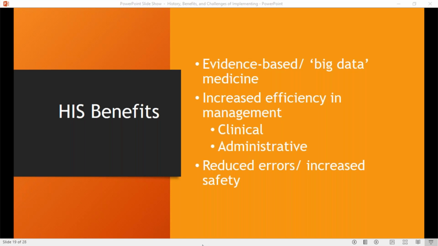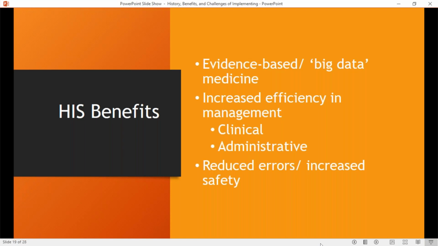Okay, so with that said, the benefits are more numerous really than the disadvantages. So the benefits of an HIS is that you have at your fingertips evidence-based big data medicine. You can make decisions from an administrative point of view in terms of what to procure, what to offer, what to buy for your hospital, how much you have left in your coffers.